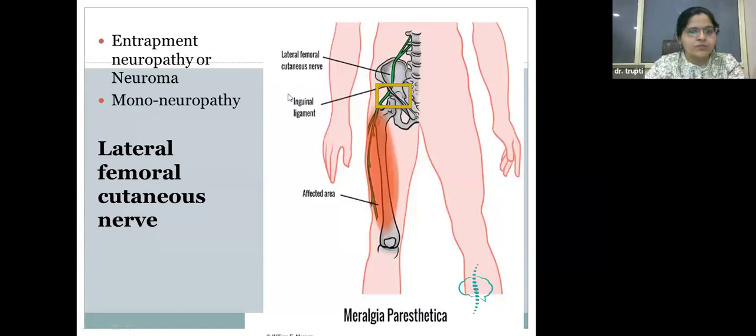It is an entrapment neuropathy or neuroma. So what is neuroma? It is a benign tumor of the nerve. So this condition can be caused by either entrapment of the nerve or the neuroma. This is a mononeuropathy. Here mono means single. In this, only a single nerve is affected, that is the lateral femoral cutaneous nerve. This is the area under the inguinal ligament where it gets compressed most of the time.